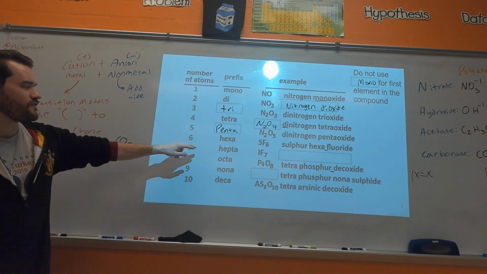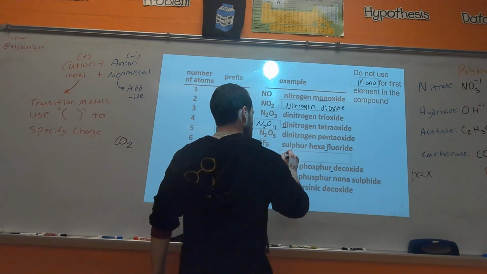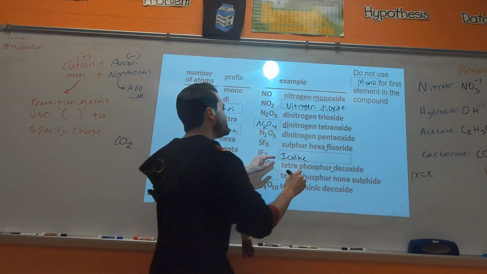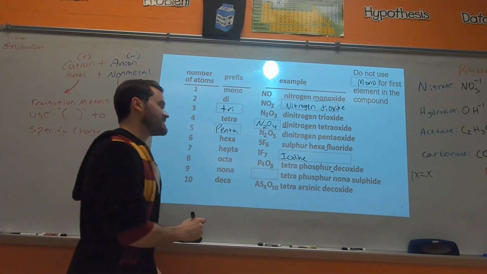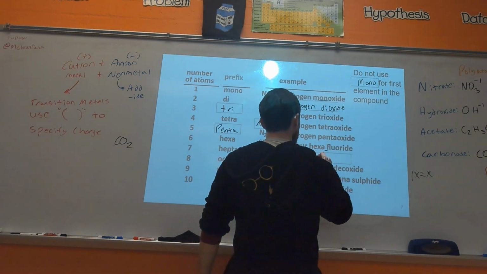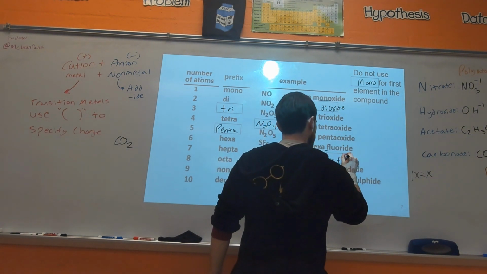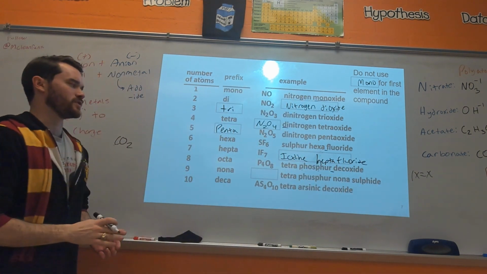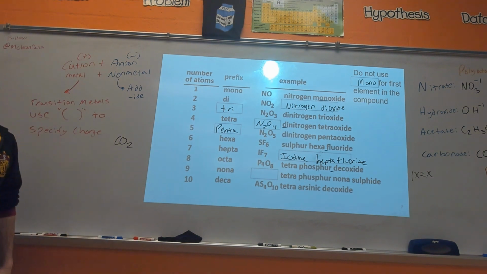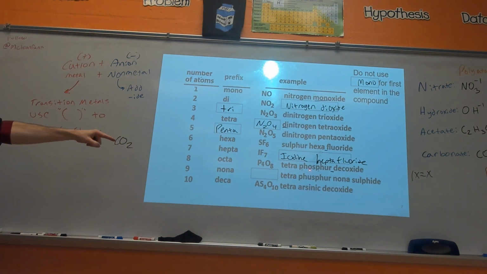So finishing this off, 7 is hepta, IF7, that would be iodine. Notice how you don't say monoiodine, you don't use mono for the first element. 7 is hepta, F is fluorine, so hepta, and then you have to change the ending to ide. So iodine heptafluoride. 8 is octa, that's P4O8 is the example.